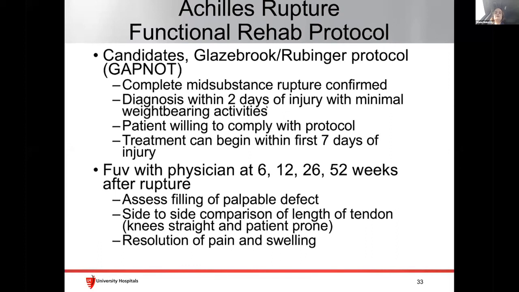And so at follow-up at different weeks, the physician would assess for filling of the defect and side-to-side comparison of the length of the tendon. You do this with the patient prone, so you can examine the Achilles tendons directly. So this is just the protocol I wrote out.